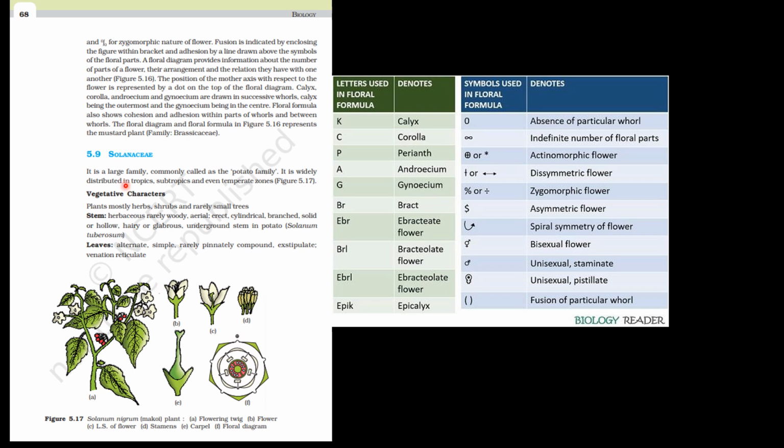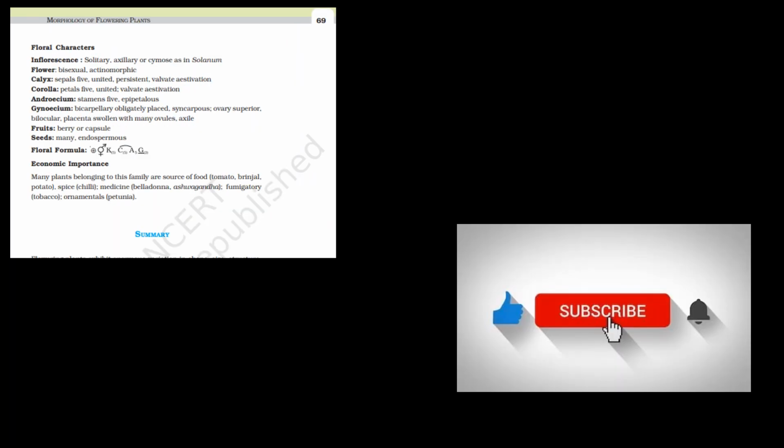So a family we have to study is Solanaceae. Solanaceae is the family consisting of Solanum tuberosum, potato, etc. So just read the important portions. It is very simple. Thank you.